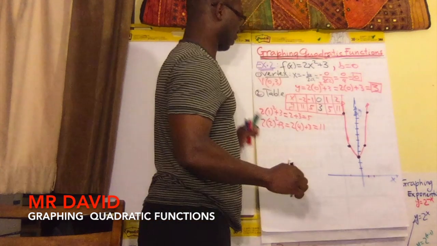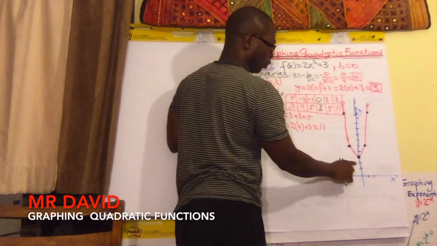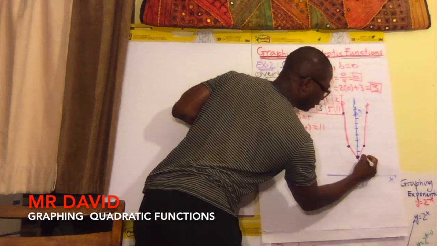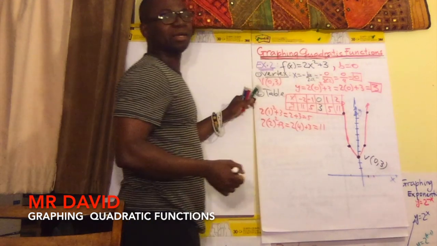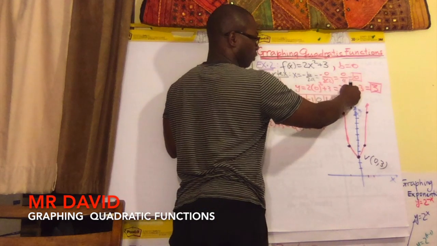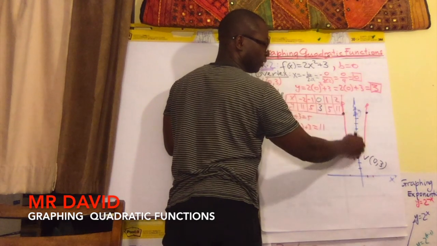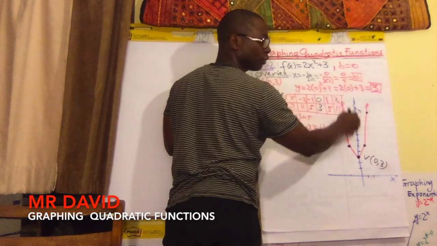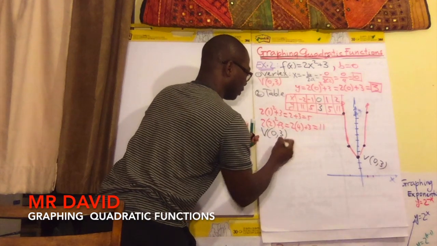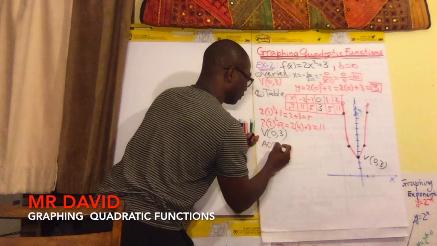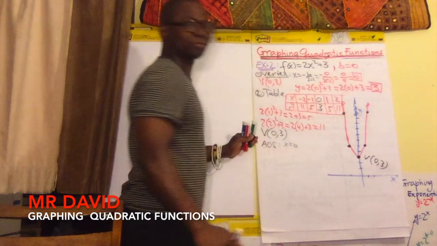So this is 2x squared plus 3. You can see the 3 right there. This is our vertex, 0, 3. You see right here, the y-axis is going straight to the vertex. So this will be our axis of symmetry also. So the vertex is 0, 3. Axis of symmetry, x equal to 0. That's the y-axis.